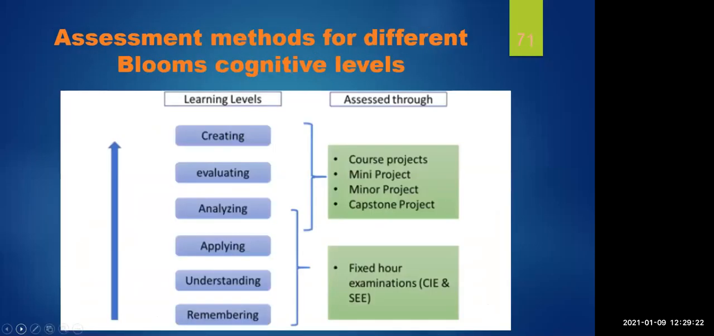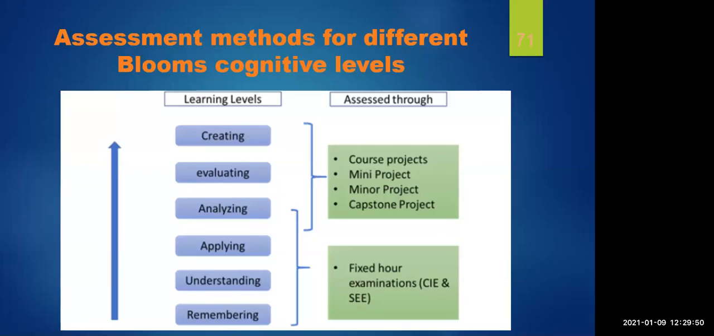So this is Bloom's levels: remember, understand, apply, analyze, evaluate and create. Remember, understand and apply, and of course sometimes analyzing also, we do in the internal assessment as well as in the final examination process. Analyzing, evaluating and creating, we do in the course projects, mini projects, and major projects. And one more term I'll tell you is the capstone project. This is also a new term I'm using here, from the literature I got it.